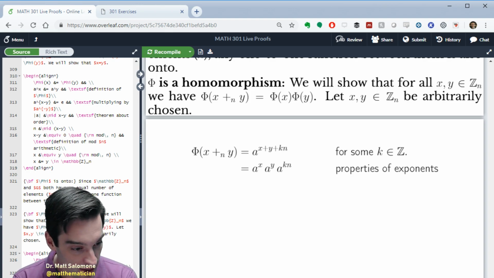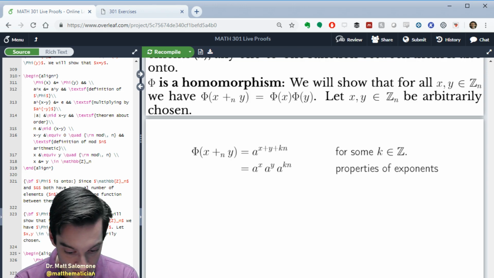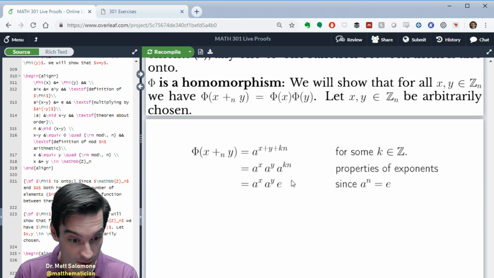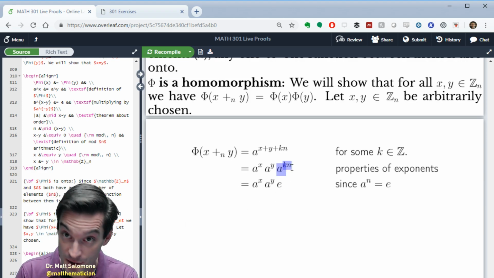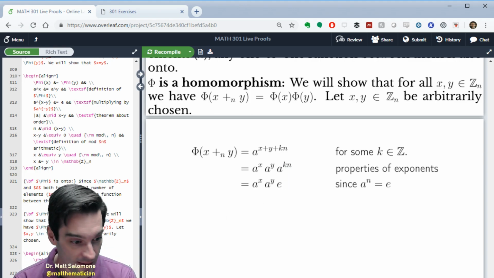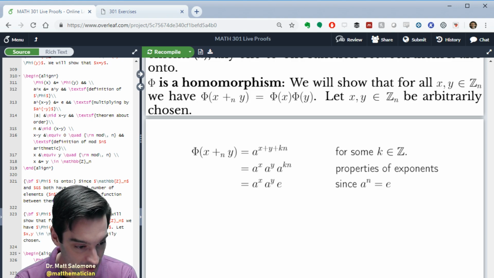And now we can use the fact that a to the x, a to the y times identity, since a to the power n is equal to the identity. We know a to the power n is equal to the identity because n is the order of the element a. So all I've done here is that promised cancellation, right? A to the power kn. But then a to the x, a to the y times identity is just equal to a to the x times a to the y, which in turn is equal to phi of x times phi of y.